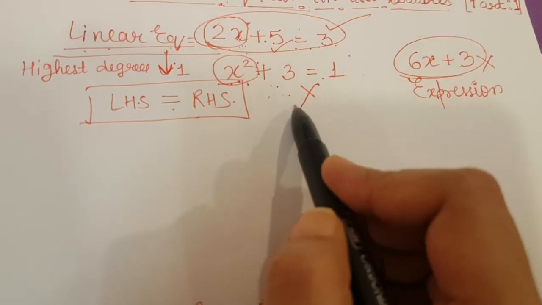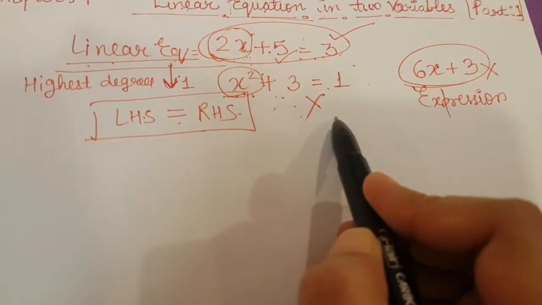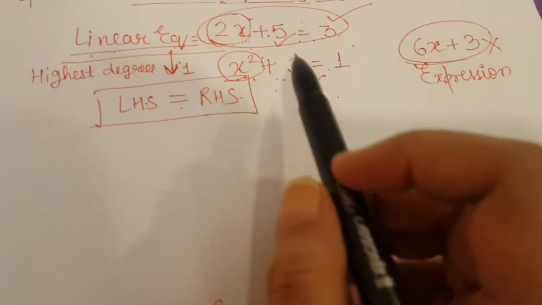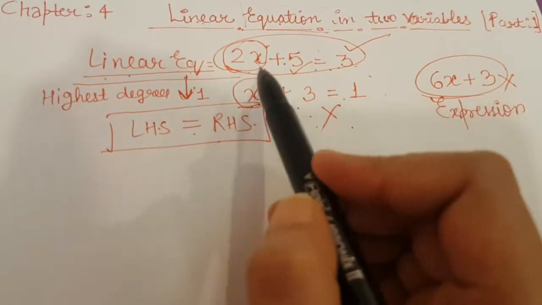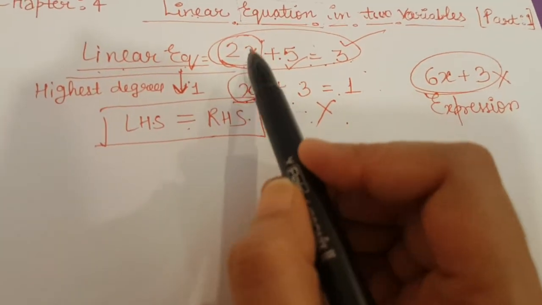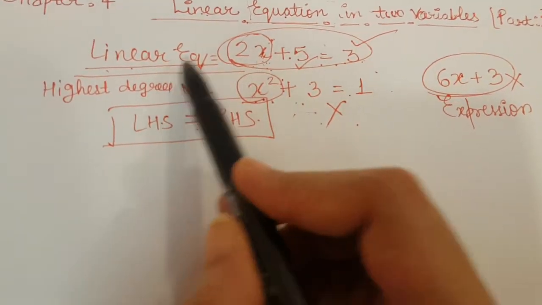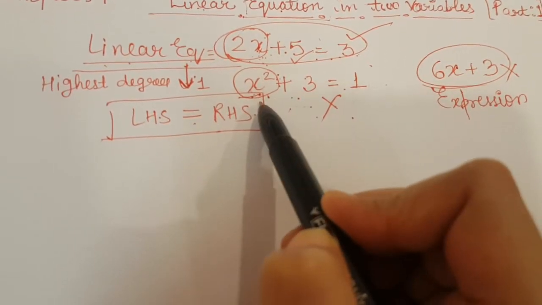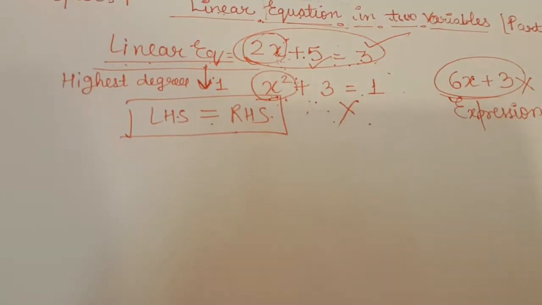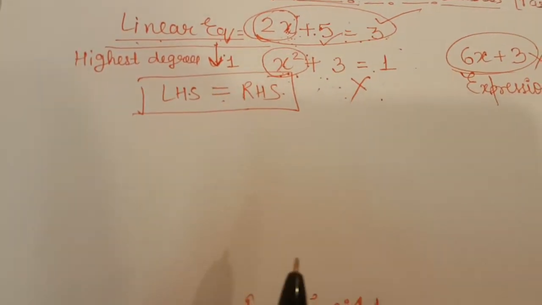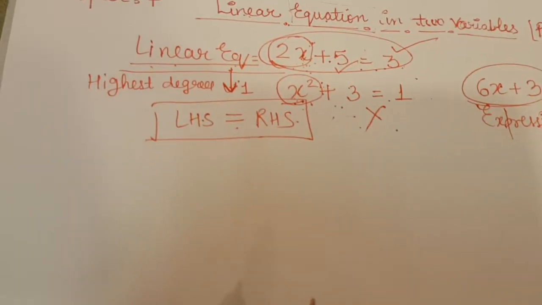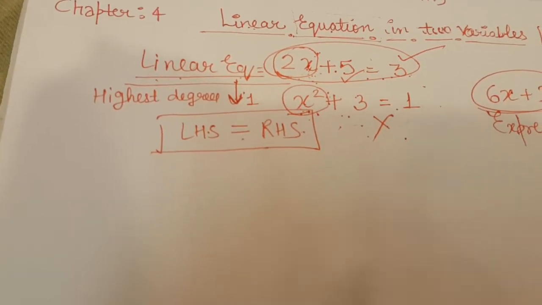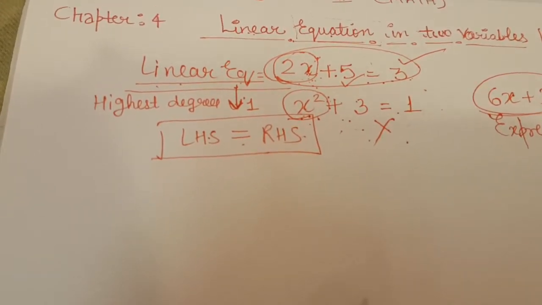If the highest degree is 1, that one is the linear polynomial, quadratic polynomial, cubic polynomial. Now here we are talking about the equation, but the rule is same. If the highest degree of the variable is 1, then linear equation. If the highest degree of the variable is 2, then quadratic equation. So I think this is clear to you that which one are the linear equation when you have equation and the highest degree of variable is 1.